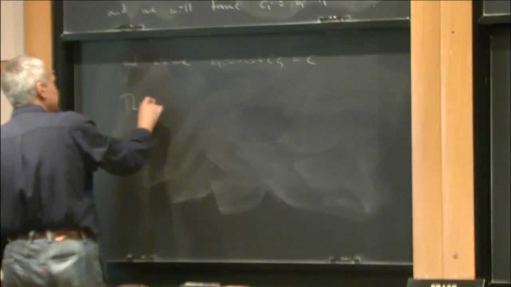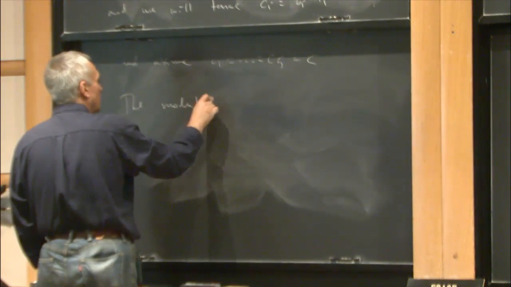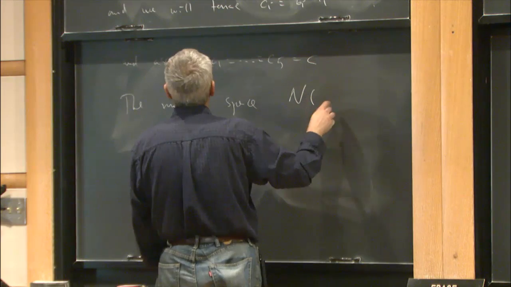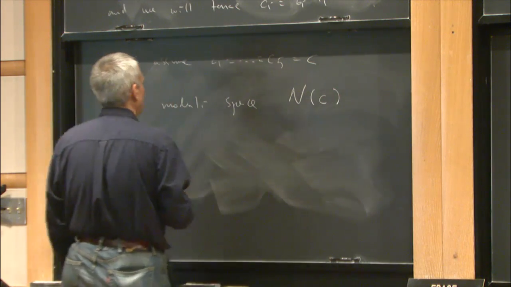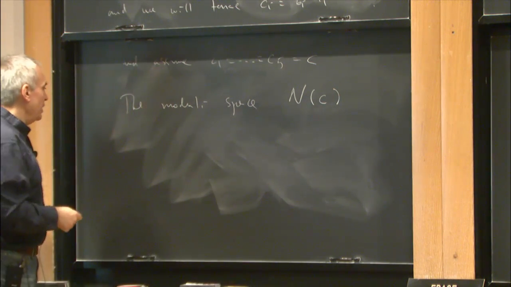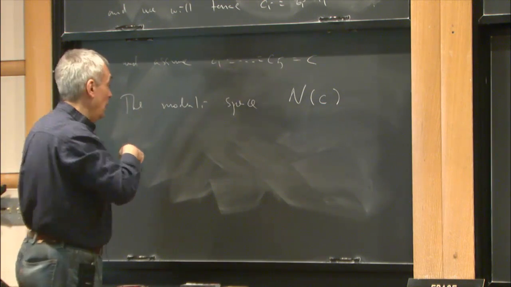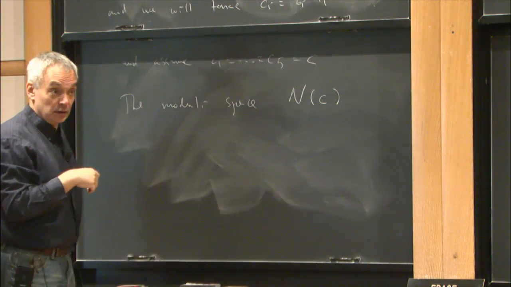So the moduli space, I'm going to call it N of C, depends on C. So C is now between 0 and 1. And there are 4 chambers.